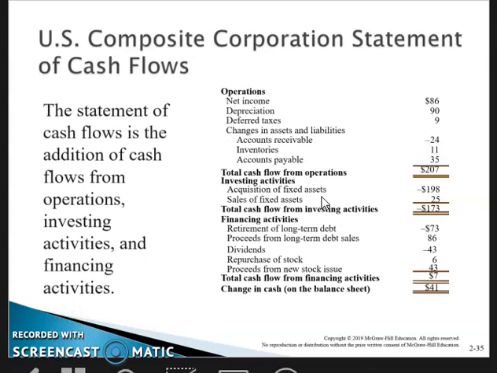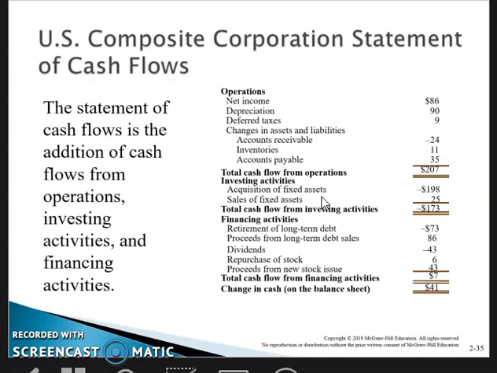So we combine all these into one statement, and we add our 207 million to our cash flows from investing activities, which is an outflow, and then add the cash flow from financing activities, and we end up with the change in cash on the balance sheet of $41 million.